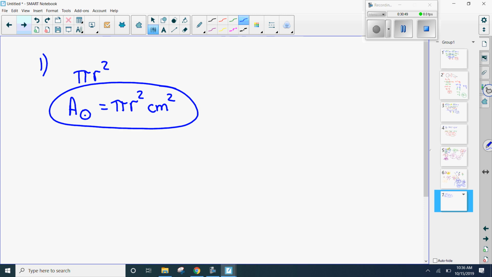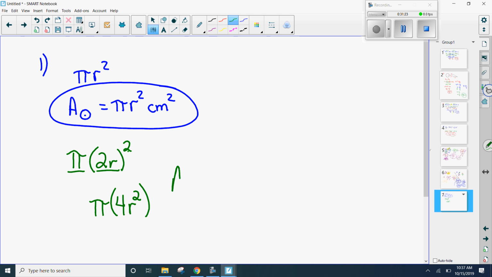There's the first one. That's the first question mark. If the radius is increased to 2r, what is the area of the circle? If I increase it to 2r, the radius is now 2r. Pi r squared. What's 2r squared? What's 2r times 2r? R times r is r squared. So the area of the second circle when the radius is 2r is 4 pi r squared.